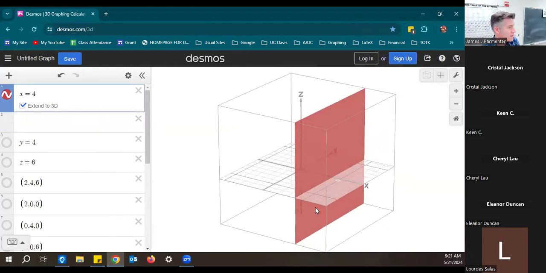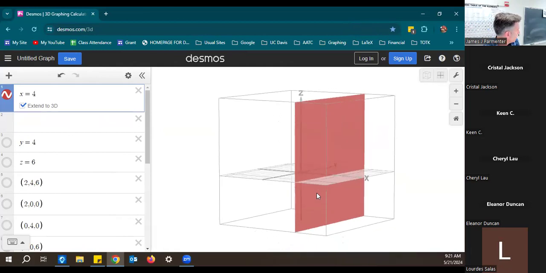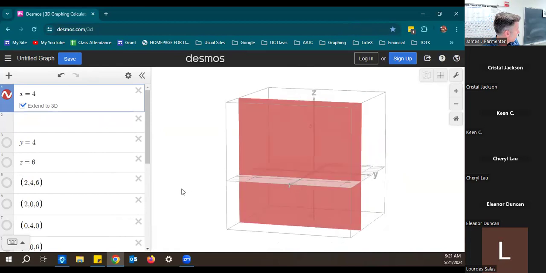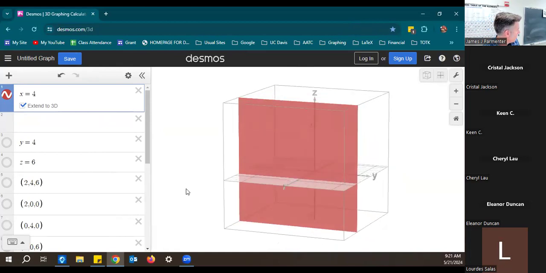Now, this is the standard orientation for Desmos 3D, which happens to be not what I would choose. They're doing x to the right and y to the back left. So I would turn this like that. And now it looks more like how I would draw it. But you can kind of see, like, oh yeah, I've just drawn x equal to four. I've taken that x equal to zero and pushed it forward towards you 4 units.